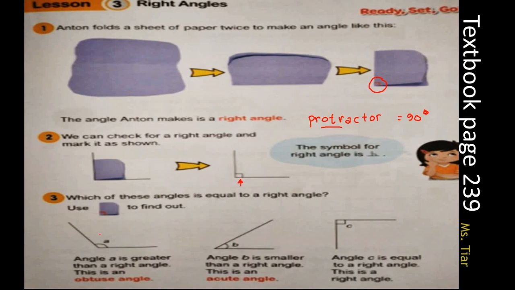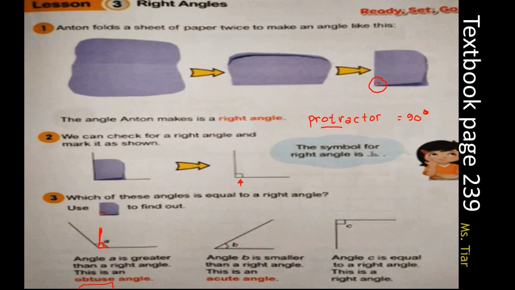Because I'm not using the paper, I'm going to draw it like this. Is this a right angle? No, this is not a right angle, but it is bigger than the right angle. Because this is bigger or greater than the right angle, we call this angle an obtuse angle. I repeat, we call it an obtuse angle.